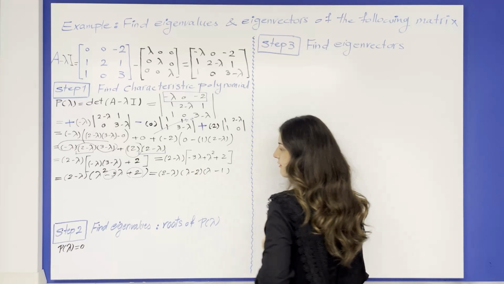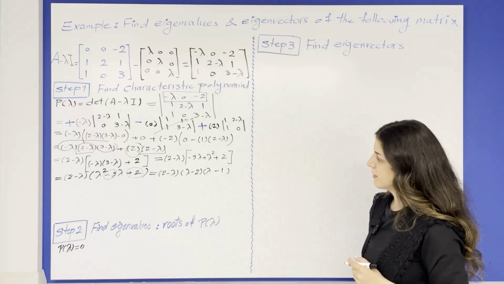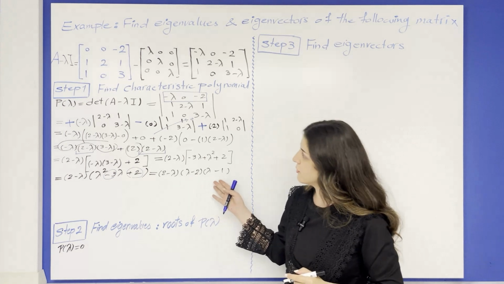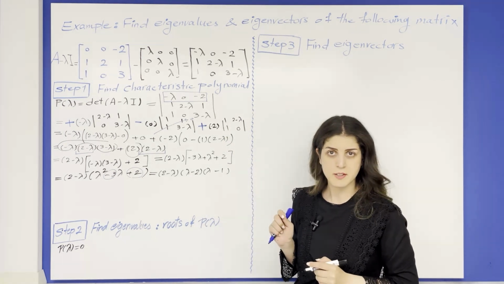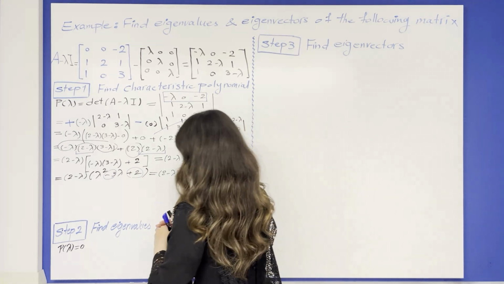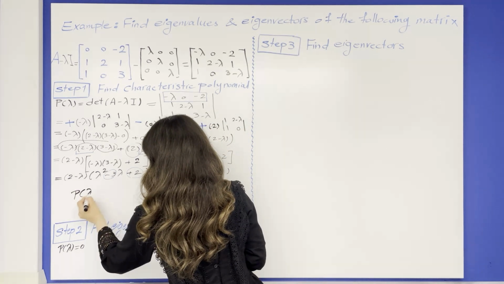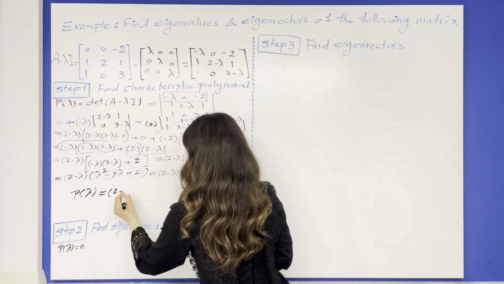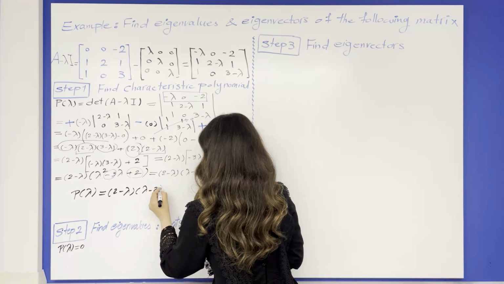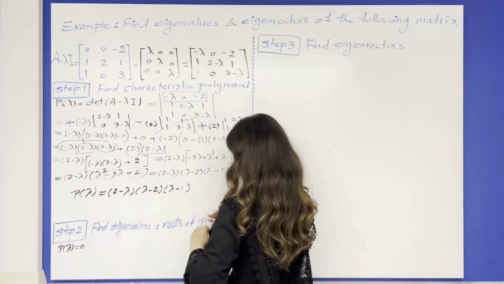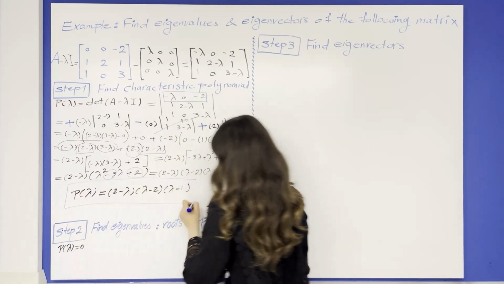-2 and -1. There we go. This is my characteristic polynomial for this matrix. All right. So P of lambda is going to be (2 minus lambda)(lambda minus 2)(lambda minus 1). This is the characteristic polynomial.